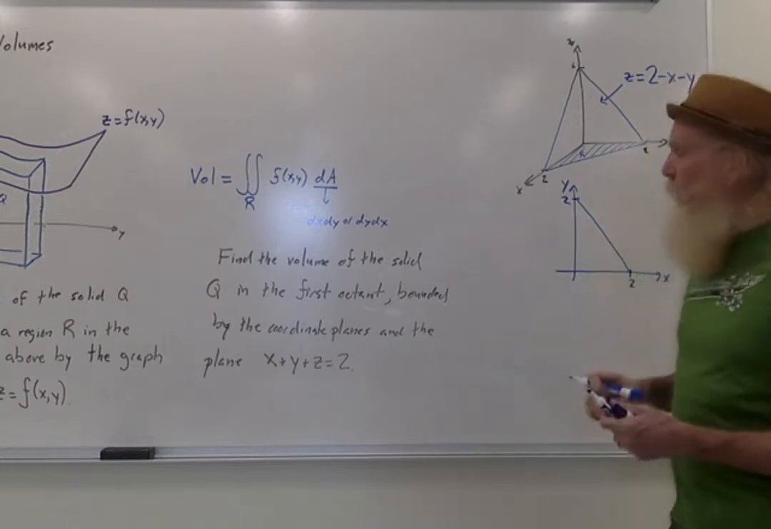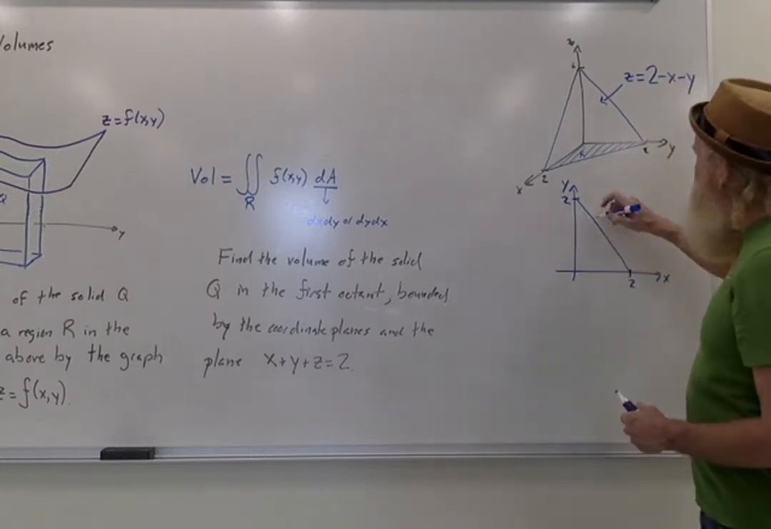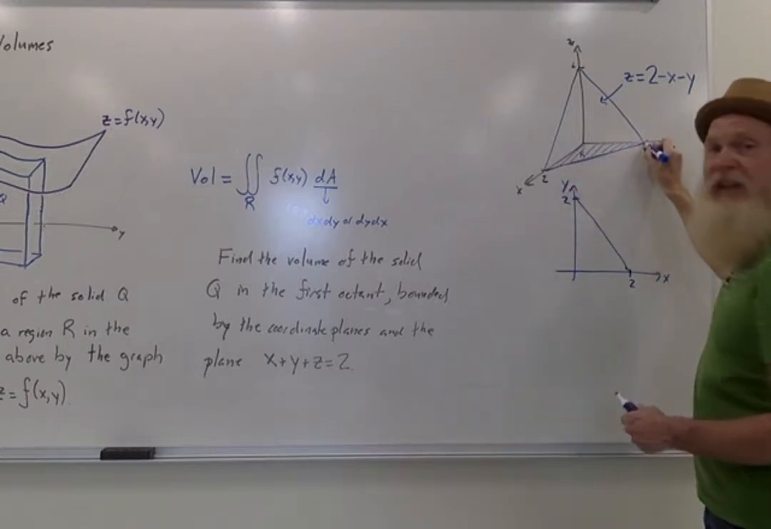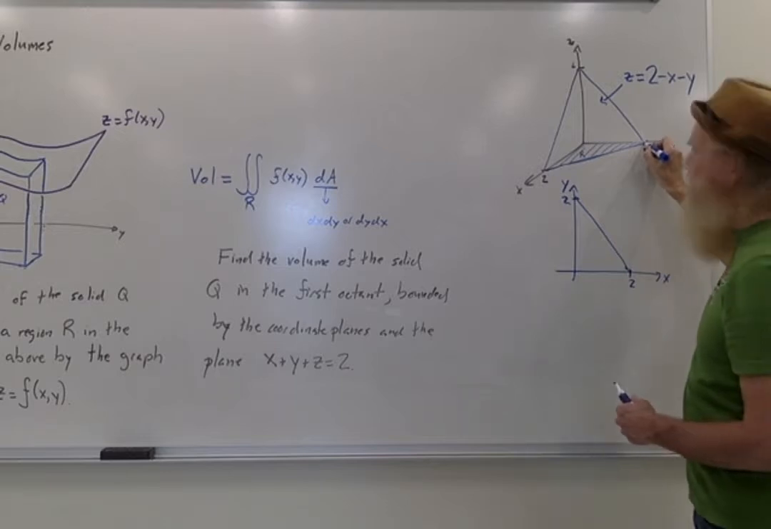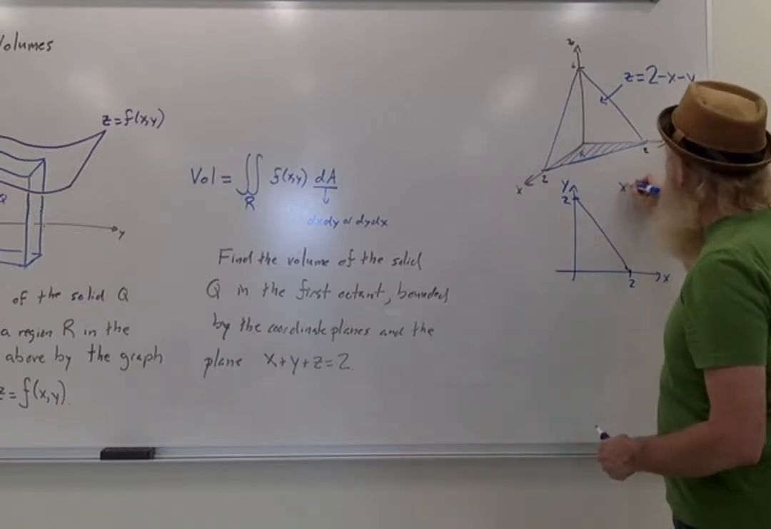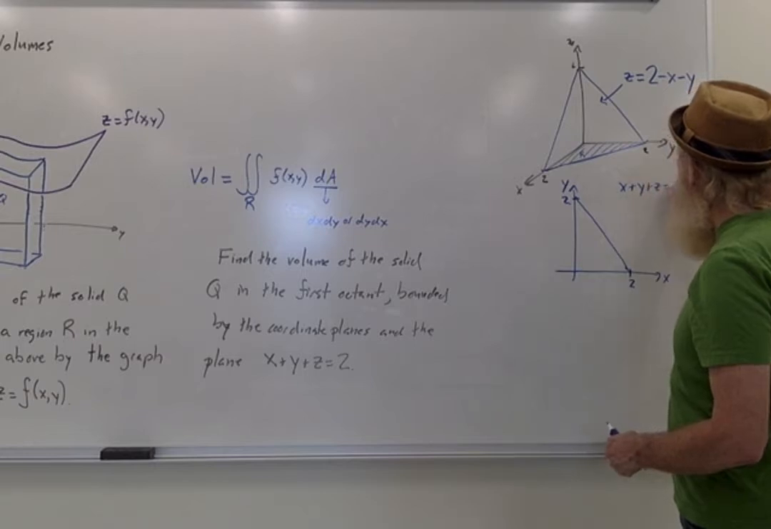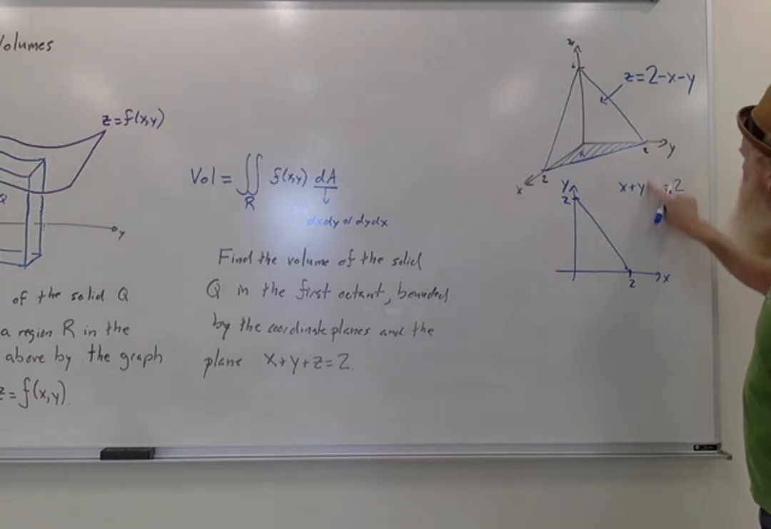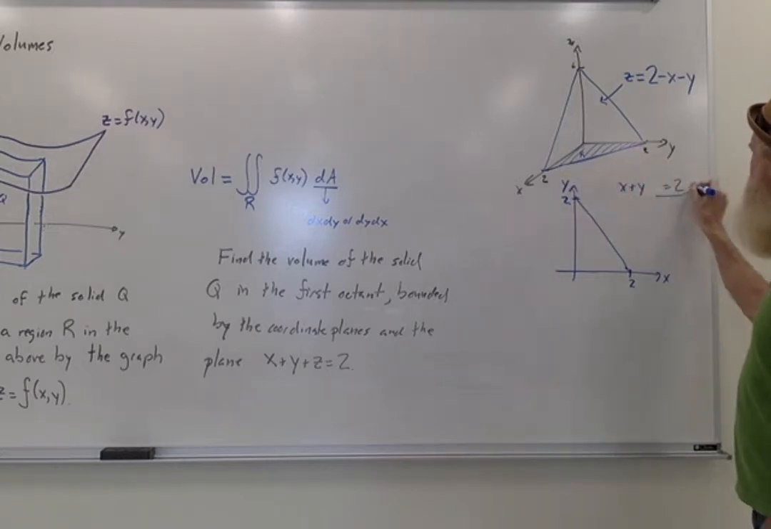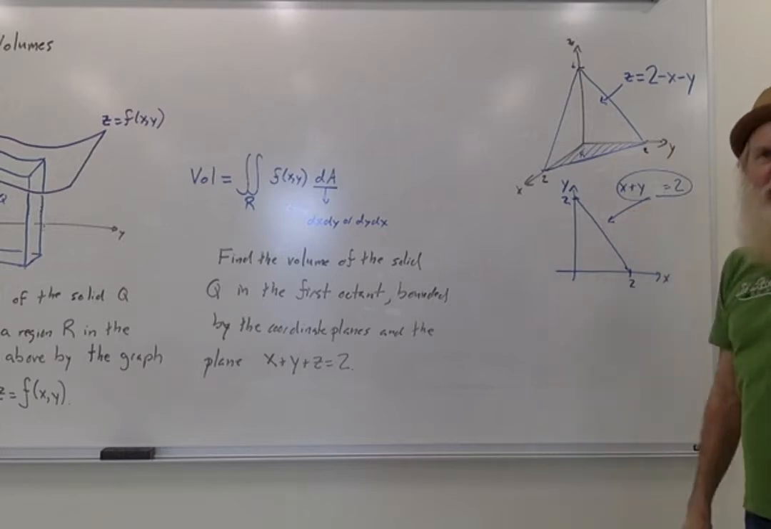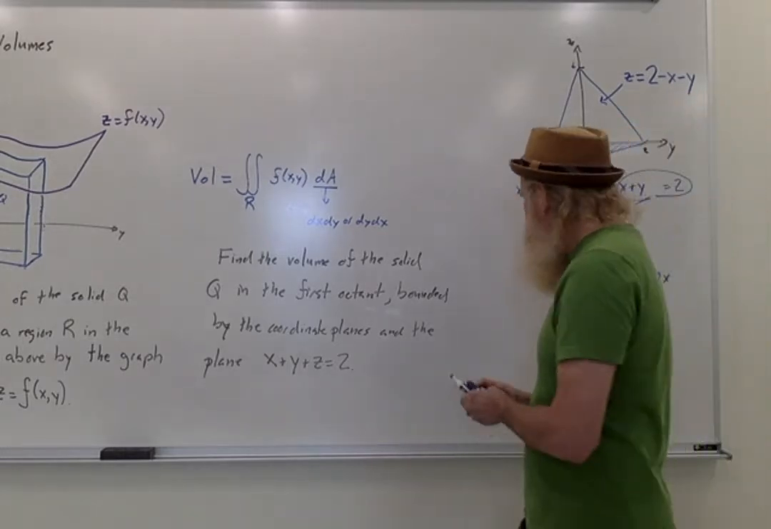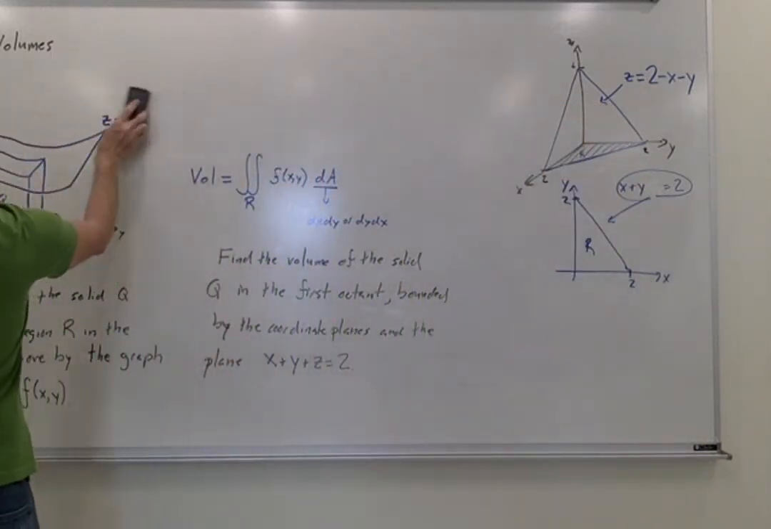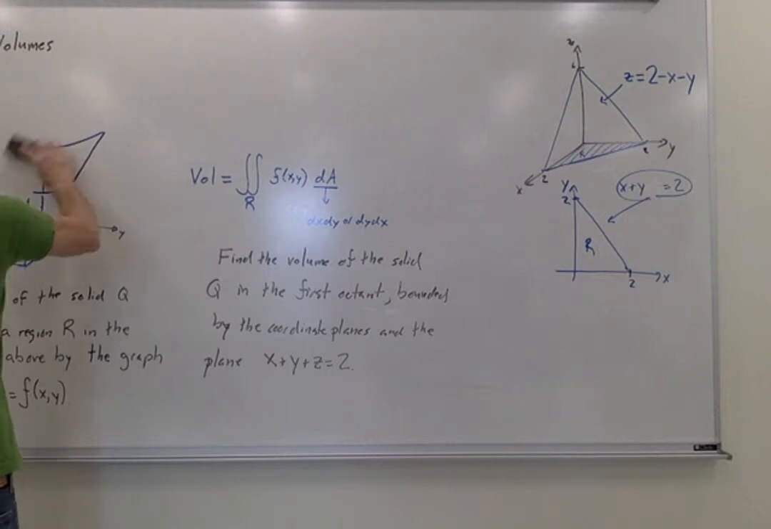Now, if I want a specific equation for this line, remember that this line is the same as this line in the xy plane. And in the xy plane, z equals 0. So if I take the plane x plus y plus z equals 2, and I set z equal to 0, then that gives me the equation for this line. So this line is the line x plus y equals 2. Let's see if we can now set up the integral to calculate the volume.